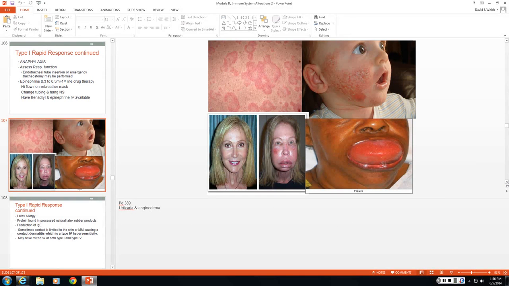Here's just a showing of different looks of what anaphylaxis can do. You see the lady, what she normally looks like and what she looks like after an anaphylactic reaction. You also see the tongue swelling that can block the airway.